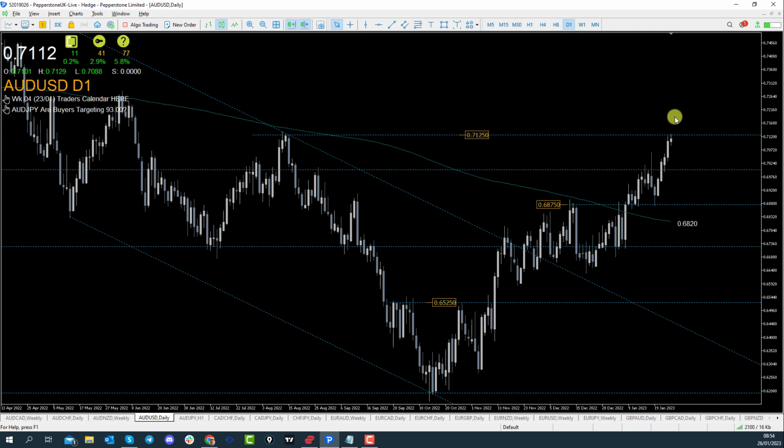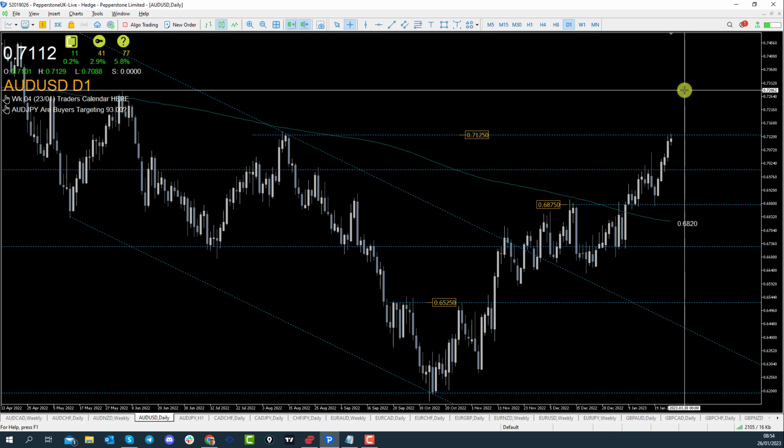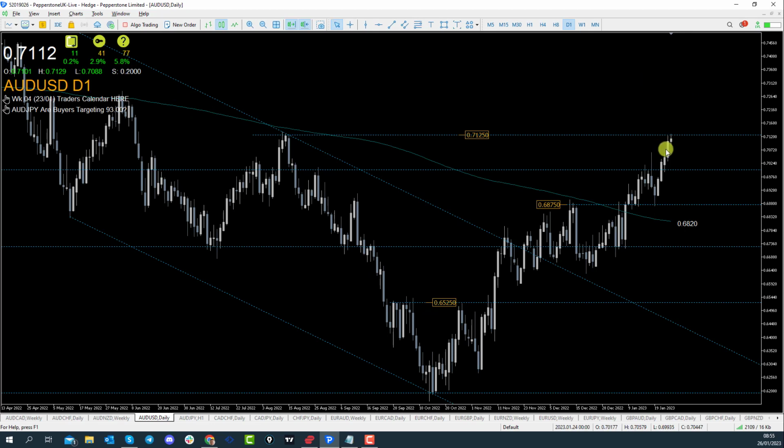Unless we trade through the level, then you've got the next level of interest, which is up here at the 0.73 handle, near that. So that's the only way I'd be looking to get long now. I'll be looking for a pullback more here.